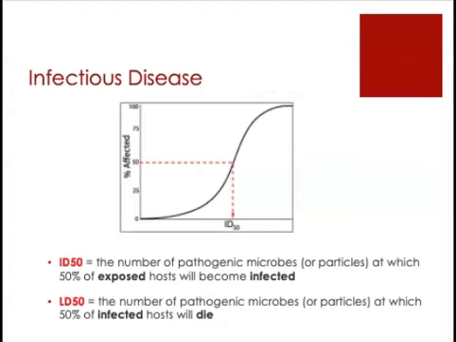Now compare that to influenza. Influenza is also contagious. It's just less contagious than norovirus is. It takes about 1,000 virions, 1,000 viral particles of exposure for 50% of people who get exposed to develop the disease, to get infected and develop the disease.